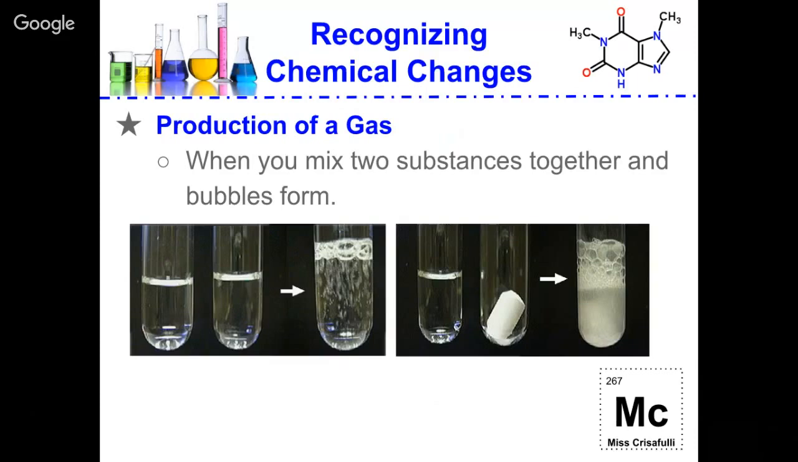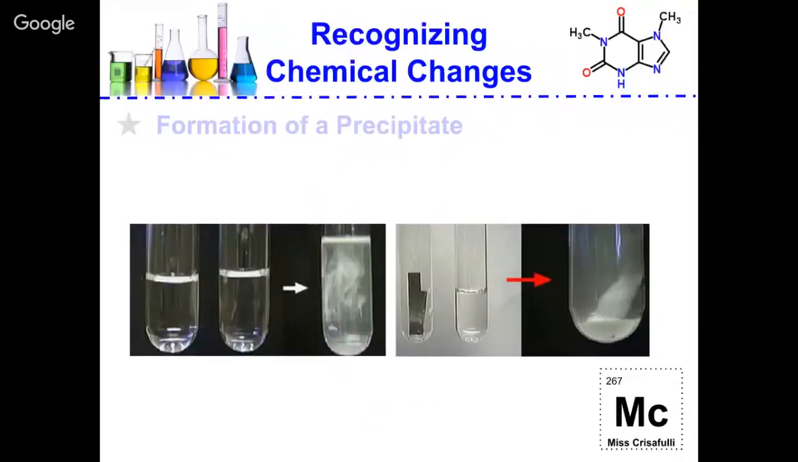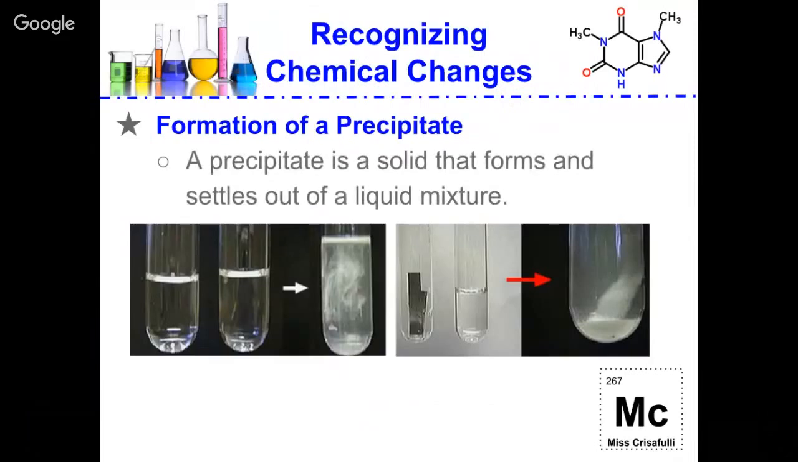So that also is a clue that a chemical change could happen. And then the final one is the formation of a precipitate. A precipitate is a solid that forms and will eventually settle out in the bottom of the mixture if you let the mixture sit undisturbed for a long period of time.